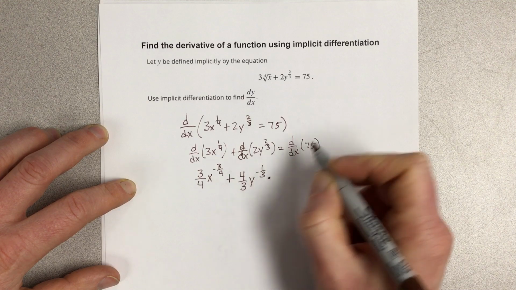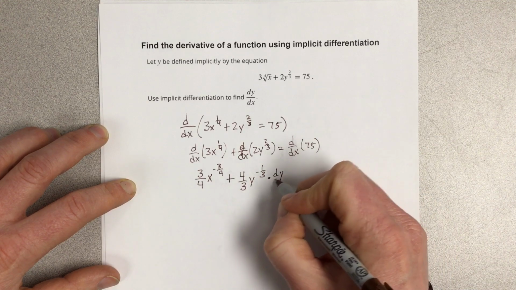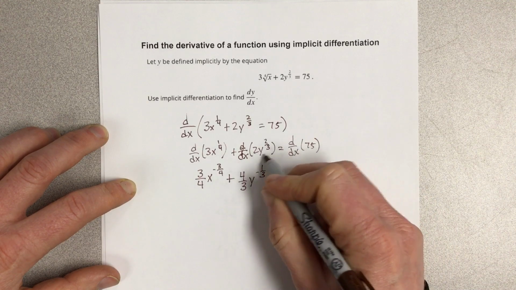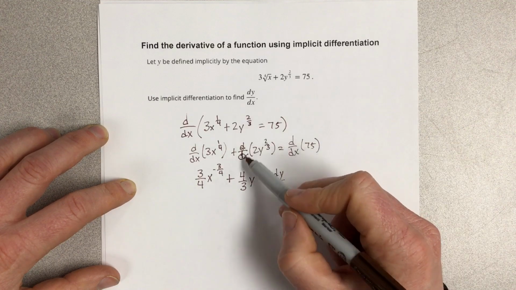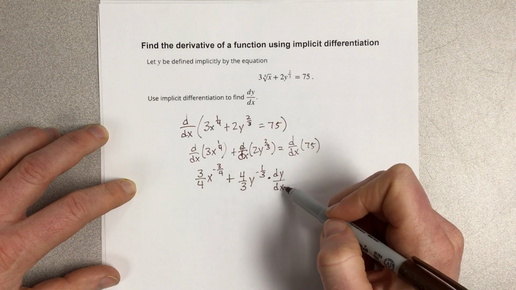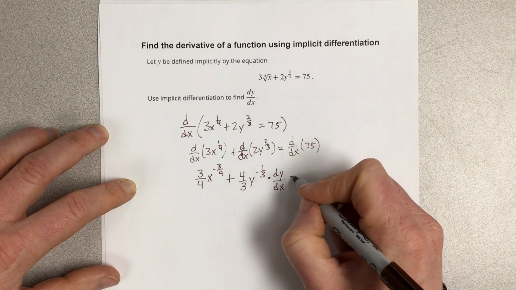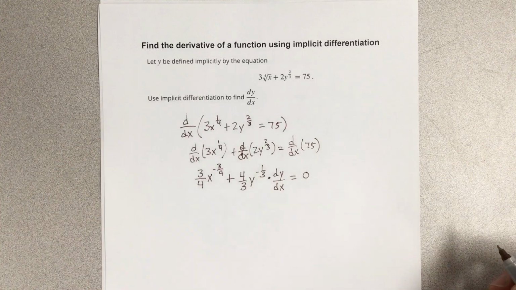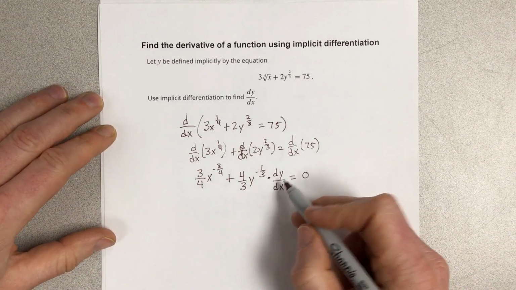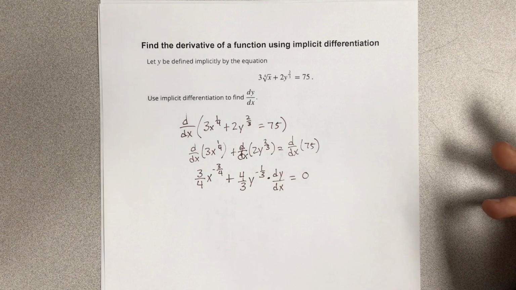But we have to multiply by dy/dx here because we're taking the derivative of y with respect to a different variable. So if this was d over dz, we'd say dy/dz. And that's equal to the derivative of 75, which is 0. We're trying to solve for dy/dx because that's y prime essentially.